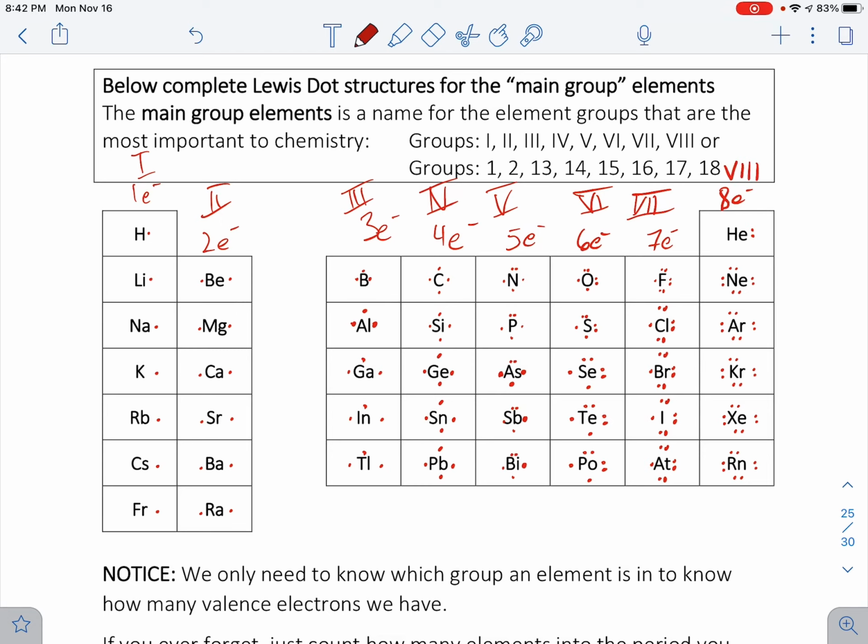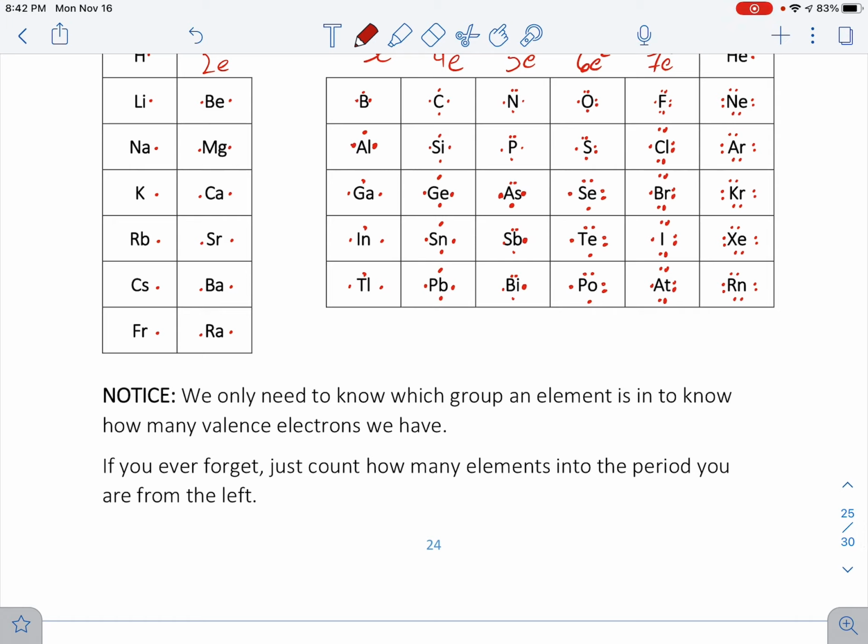That is because if we include the metals or the pieces that are in between, then this is the 18th column over here, versus if you jump and follow the main group only, then you get this counting here. So that's why the counting is written the way it is, because that's how many electrons are in the valence shell. If you ever forget, you can just count how many elements into the period you are from the left, as long as you jump that middle group.